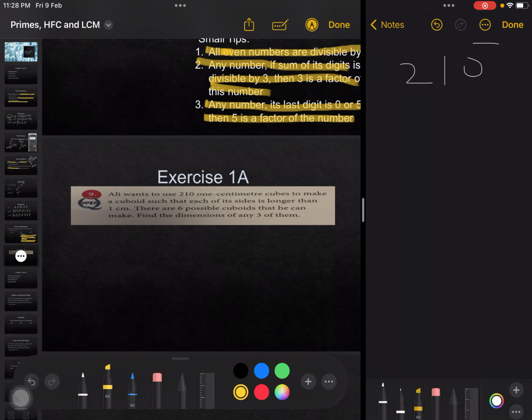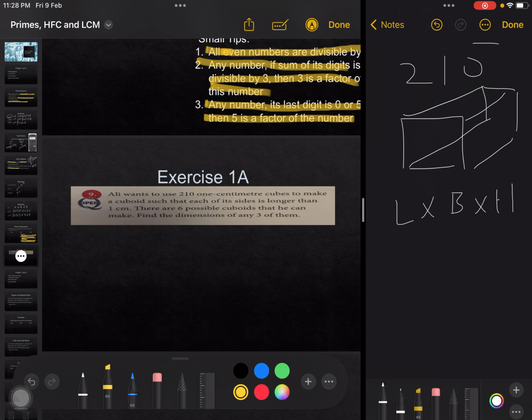Okay, so we know that a cuboid looks like this. Yeah, so a cuboid is made up of length times breadth times height. This is something that we need to put in our head. Such that each of its sides is longer than 1 cm. There are 6 possible cuboids that he can make. So find the dimension of any 3 of them. So dimension is basically length times breadth times height.